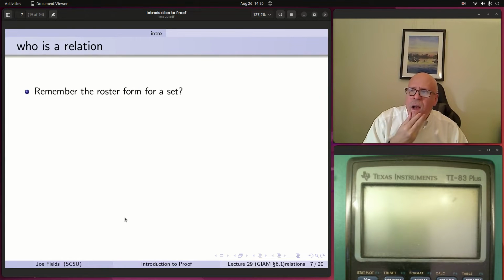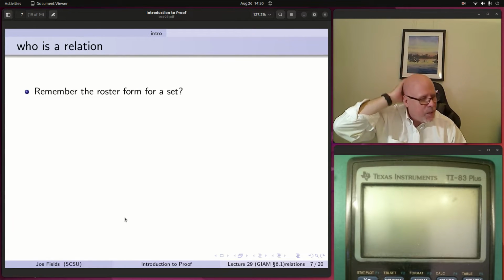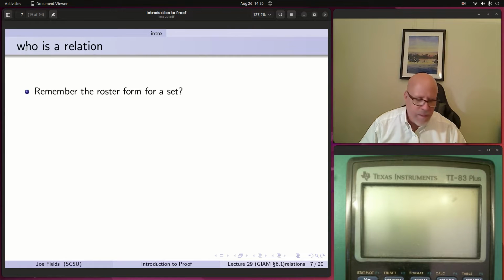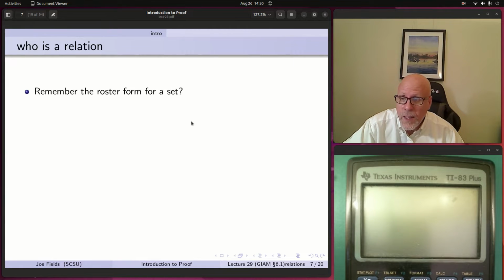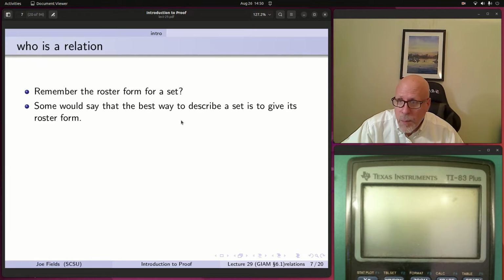Let's move on. The final slide here, I'm trying to be a little bit humorous. Math humor is weak, but the point is to think about the identity. What is it that determines the identity of a relation? And when we think about sets, what determines the identity of a set is its elements. So remember the roster form for a set? Many people, I'm probably in this camp, would say the best way to describe a set is to give its roster form. That gets tough when the roster form is infinite, but still, in principle, we can do those things.